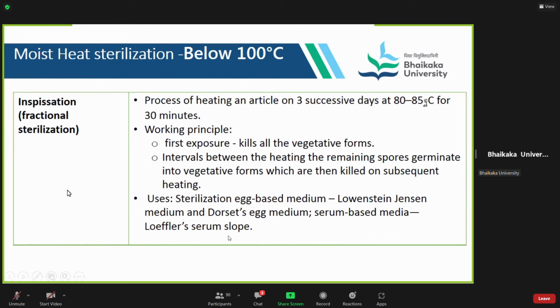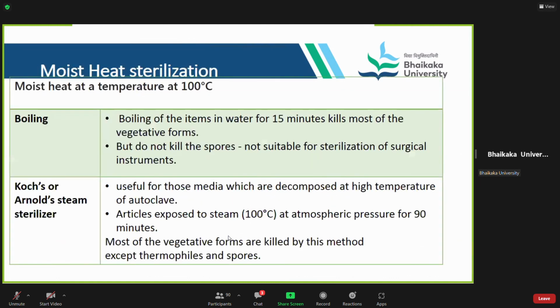So this is a very commonly used method for sterilization of your LJ medias, egg containing medias and serum containing medias. Because high temperature will result in coagulation of proteins. So you use intermittent or fractional sterilization. So less than 100 degree, it is your inspissation. Then at 100 degrees centigrade, you can boil any item, very commonly used for household items, but not really well controlled. So not commonly used nowadays.